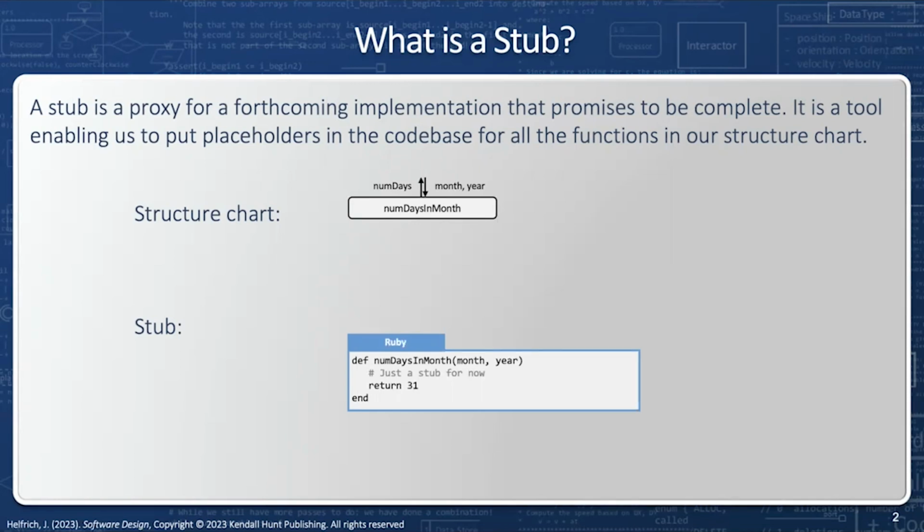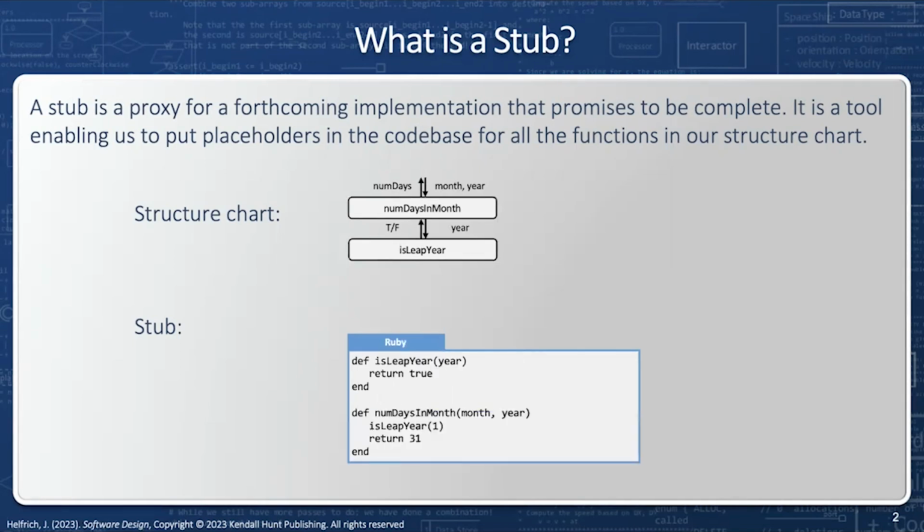It's just a placeholder. Now, this guy was going to call is_leap_year. It's going to take the year in and a true or false as a response. So now my stub is more complete. num_days_in_month is going to call is_leap_year. It's not going to actually do anything with the output. And then is_leap_year is just going to always return true. Now I have placeholders for all the functions in my structure chart, allowing me to implement them in any order I choose.